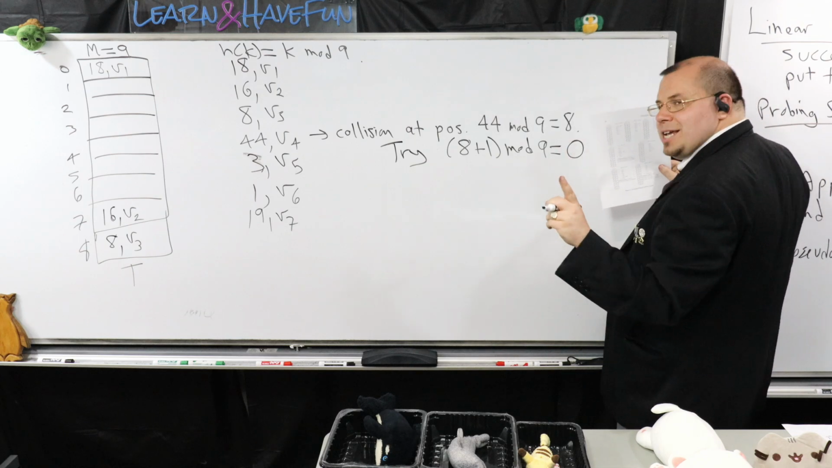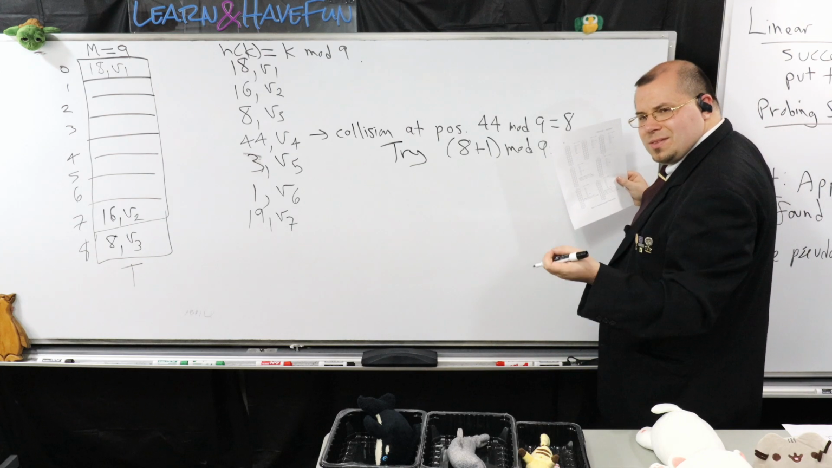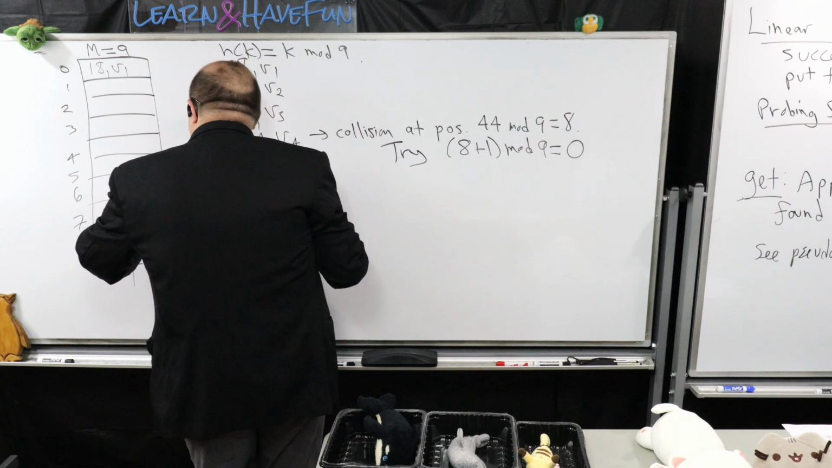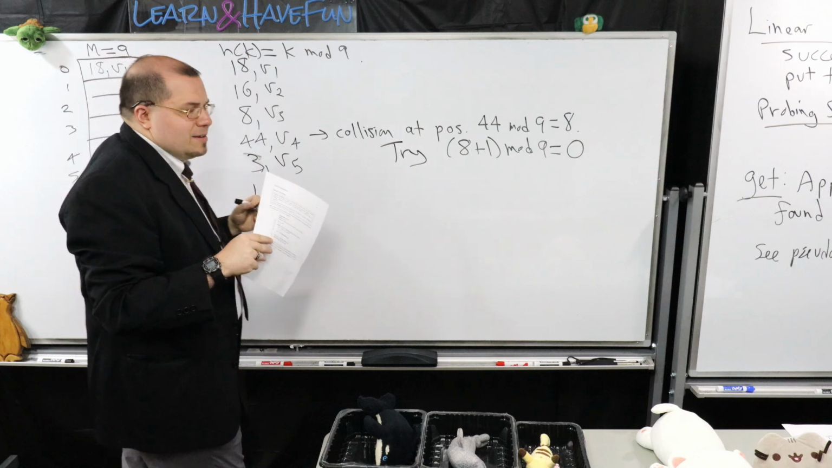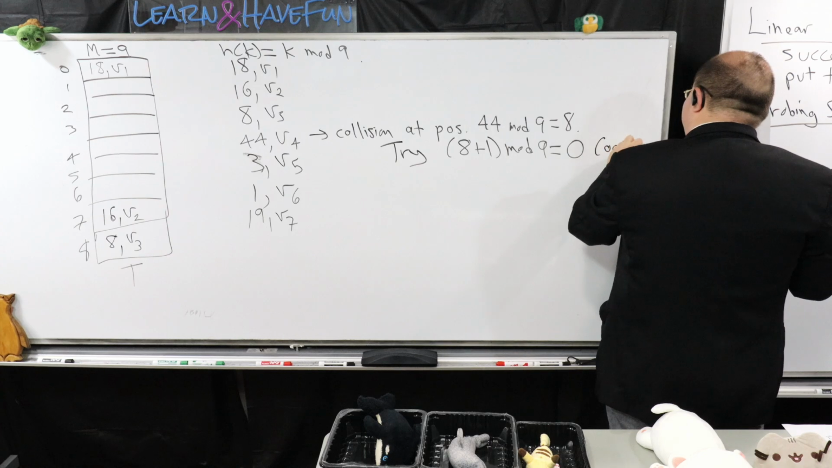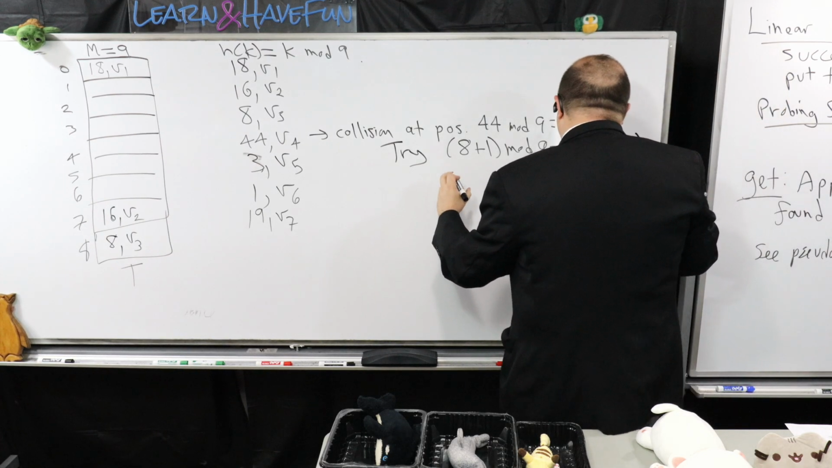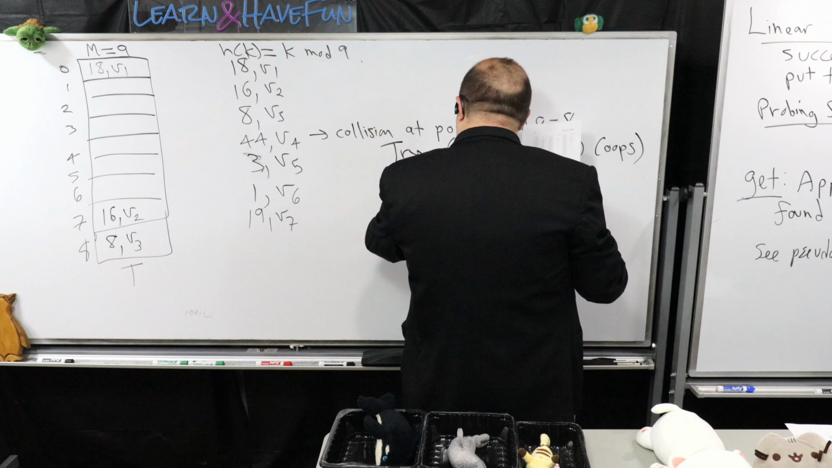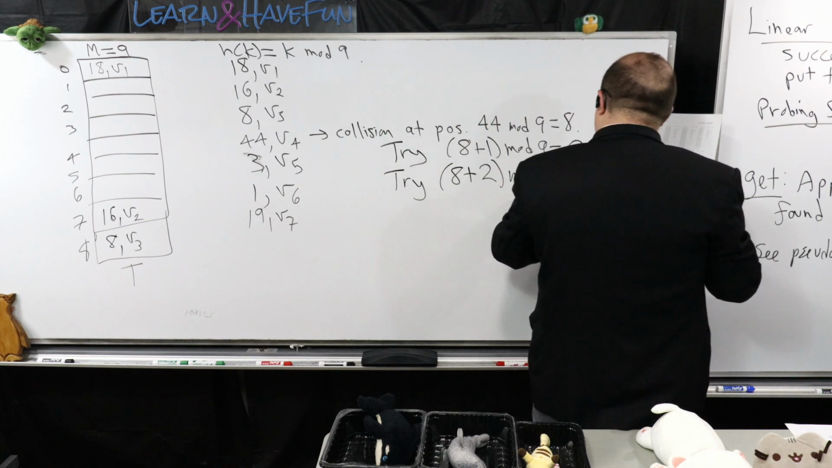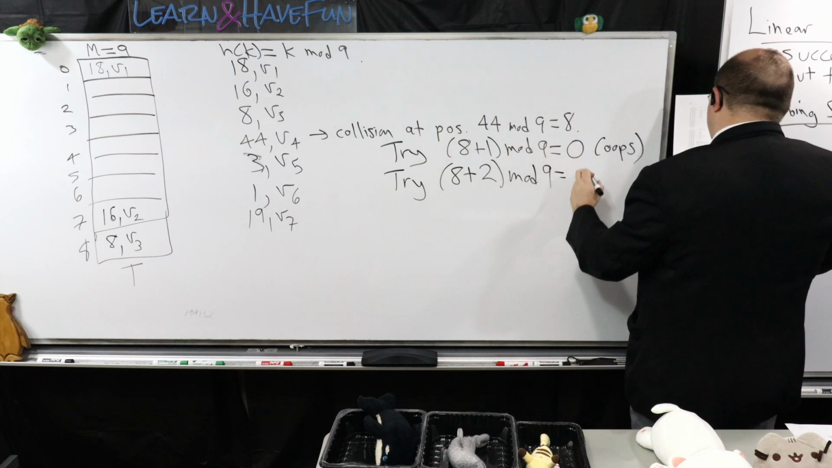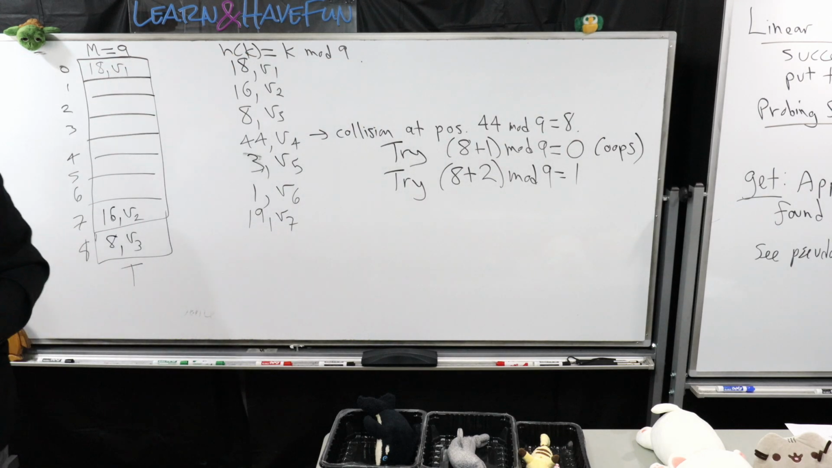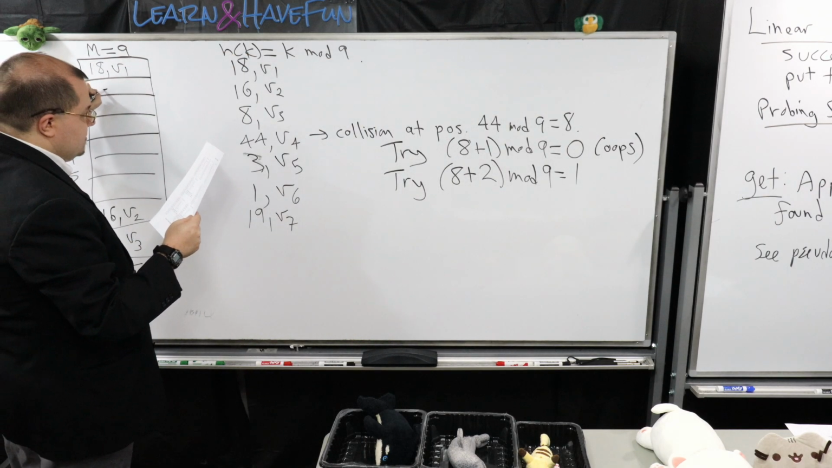But do I get a collision again? Because keep in mind, I am down here. I'm going to hop up to here. Yes, I got another collision. So I'm just going to write oops. So let's try the next probe. Remember, just think of the bunny. So I'm going to try 8 plus 2 mod 9, which is position 1. Oh, look. Position 1 there is available. So I'm just going to place that right there.